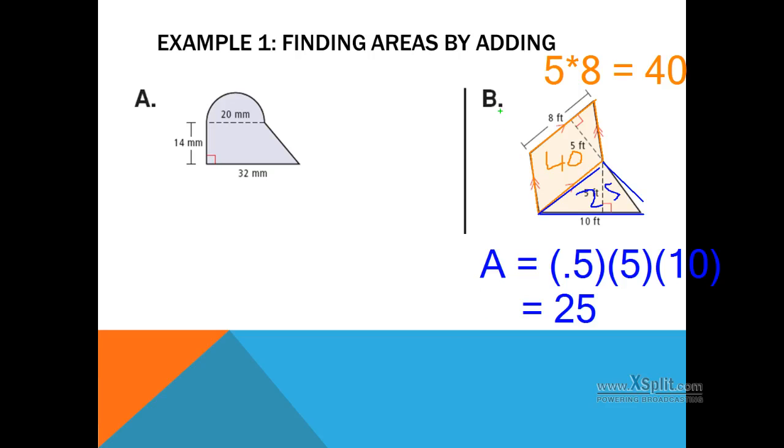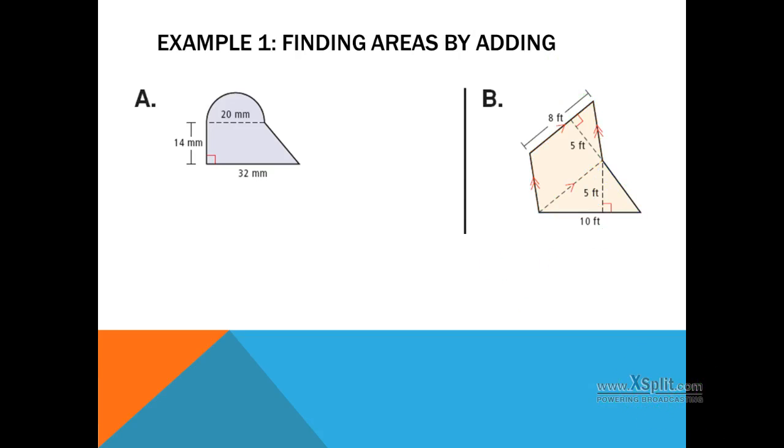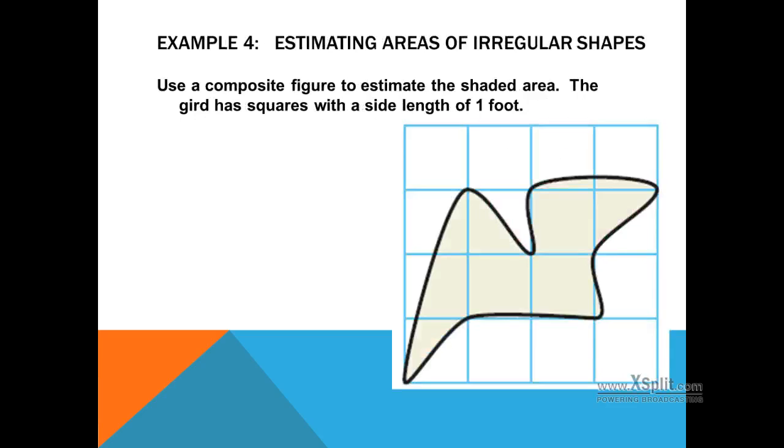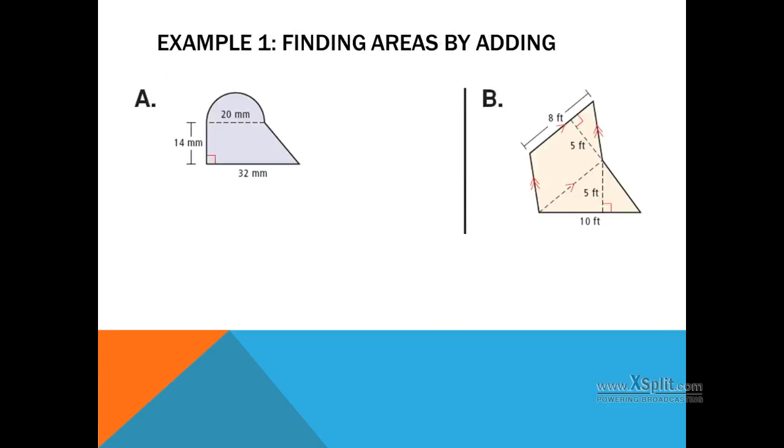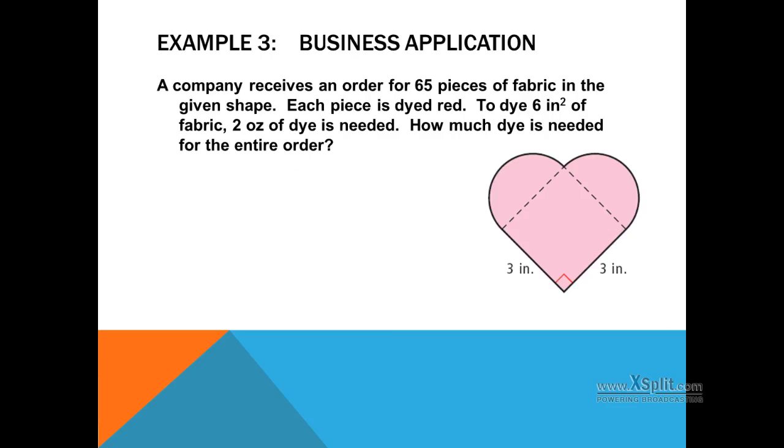For the composite area of this whole thing, we want the whole composite area. We can add up 40 plus 25, that's going to give us 65 units. That's going to be in feet squared. So we're going to say that this composite figure has an area of 65 feet squared. To be honest, that's all you've really got to do here. There's example 1 and example 2. You're done with those.